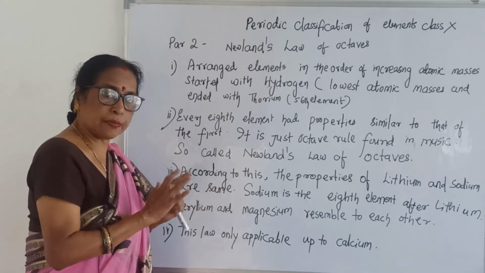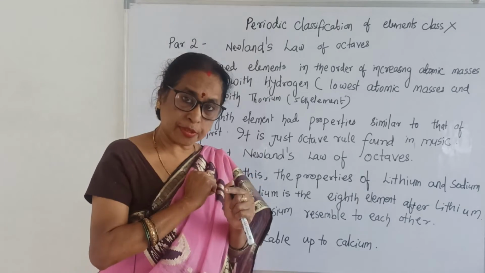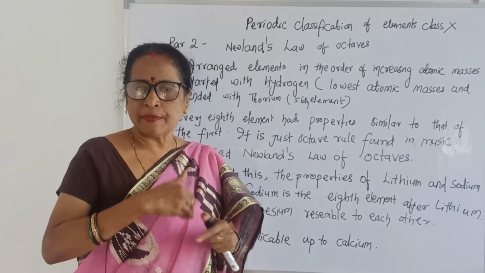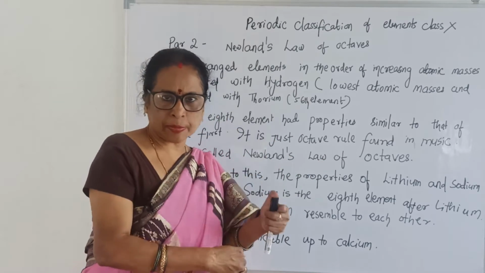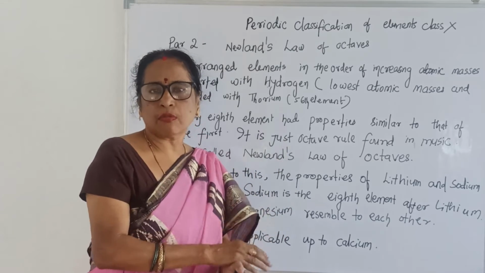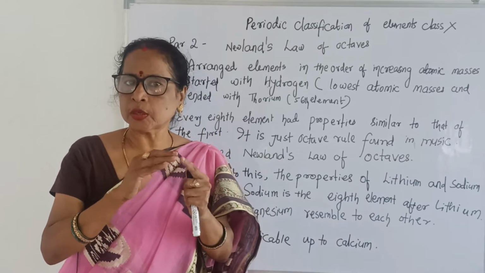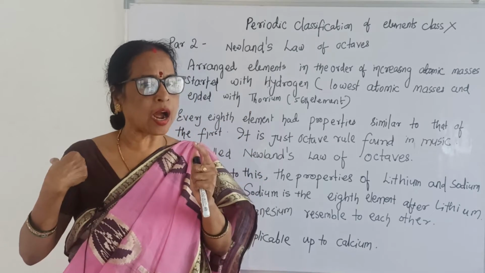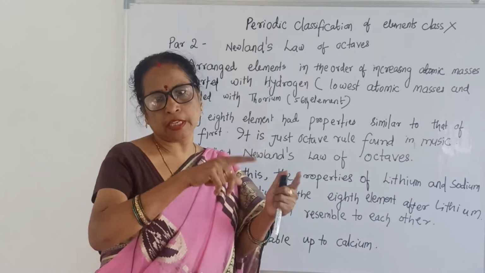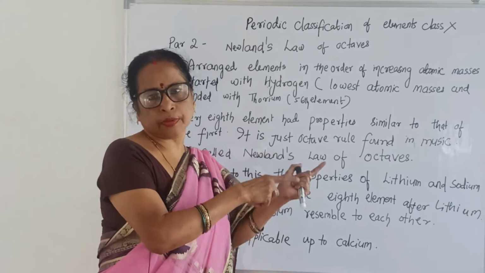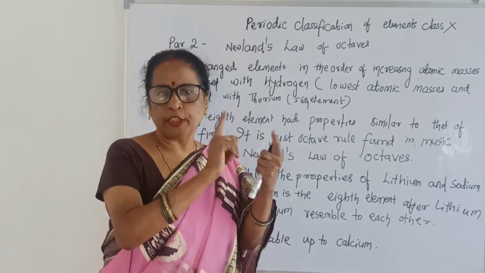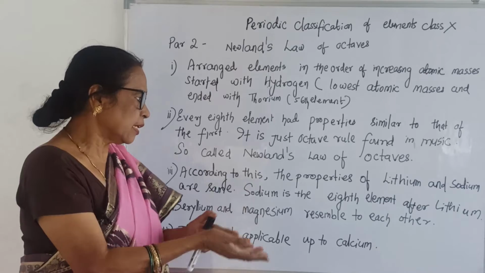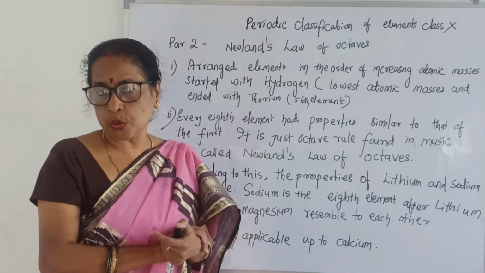According to these properties, what did he observe about lithium? Lithium and sodium have similar properties. When he saw the different types of experiments and observed, lastly he found lithium is similar to sodium in properties. And he also observed according to atomic mass, sodium comes as the 8th element after lithium. Lithium is first and sodium is 8th. Similarly, he observed the 8th element after lithium is sodium.